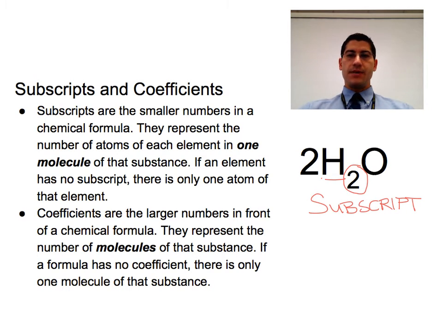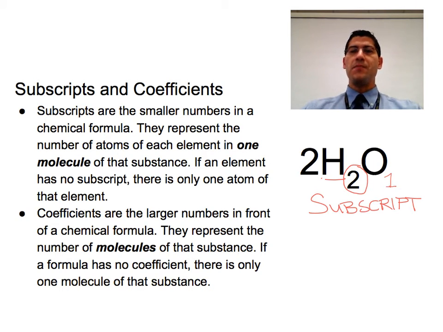If there is no subscript, like over here, then that means there is only one atom of that element in a molecule of the substance. That's the case for oxygen. If it helps you, you can always write in a 1 to remind yourself that that atom is there. That may be more helpful as you deal with larger chemical formulas.